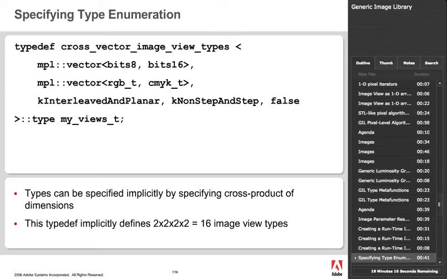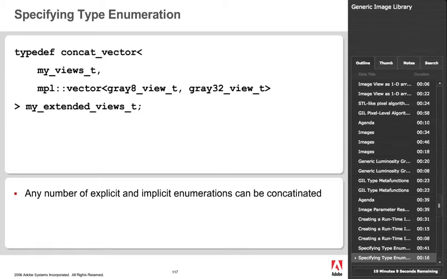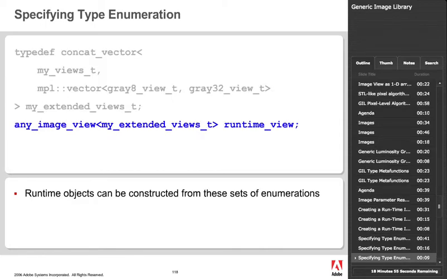False means mutable image view. You can also concatenate, in other words union, type enumerations, both implicit or explicit, or other unions. In this example, we added another 2 views to our list of 16. Now we can use that extended list to create our runtime view just like we did before.